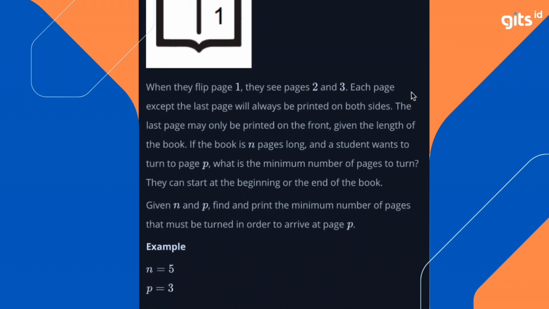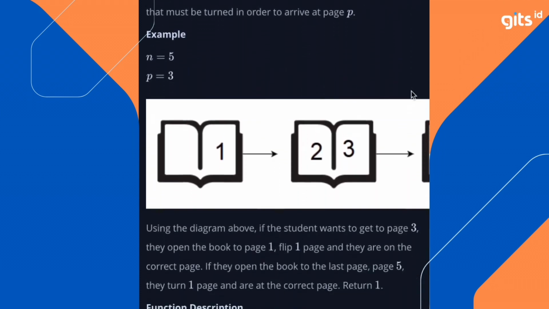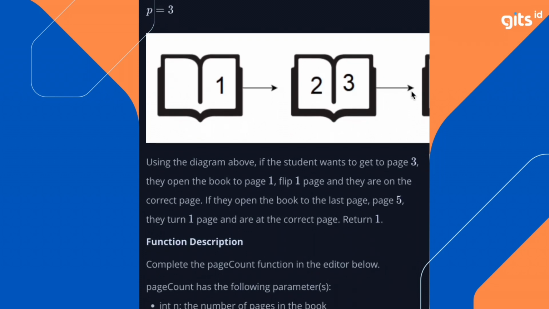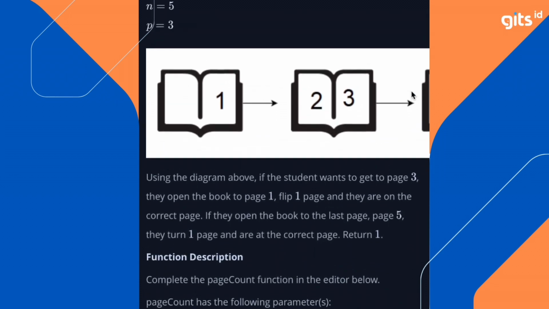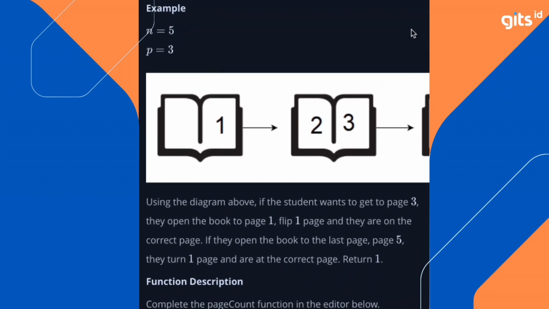For example, using the diagram above, if the student wants to get to page 3, they open the book to page 1, flip one page, and they are on the correct page. If they open the book to the last page, page 5, they turn one page and are on the correct page.